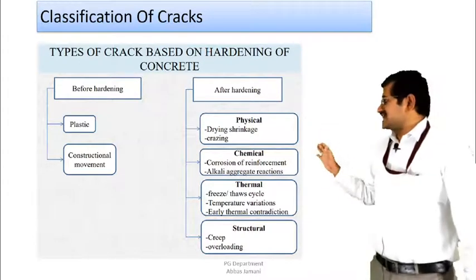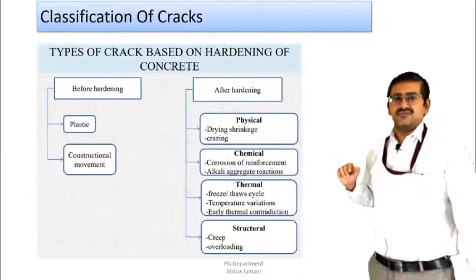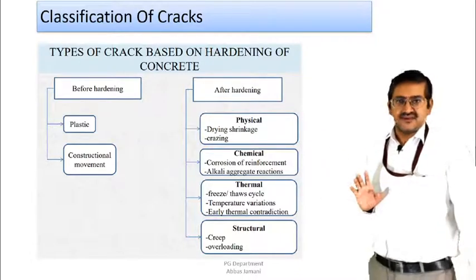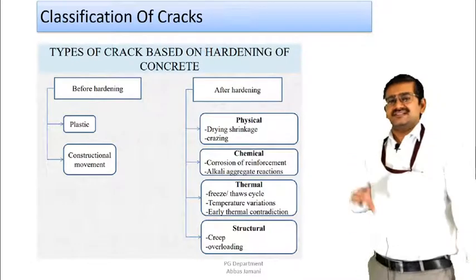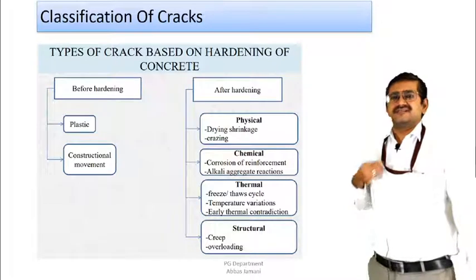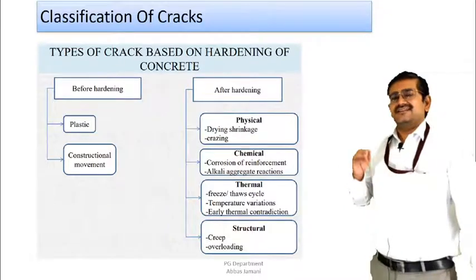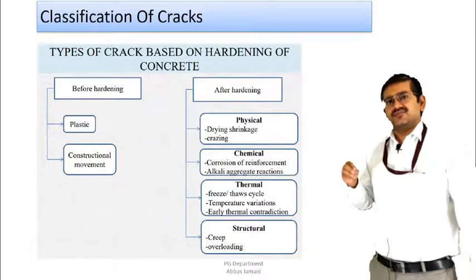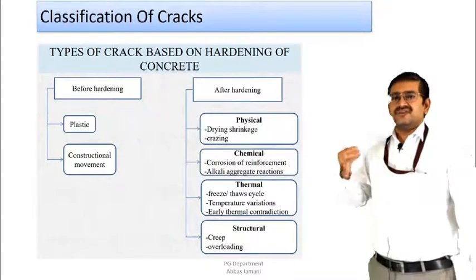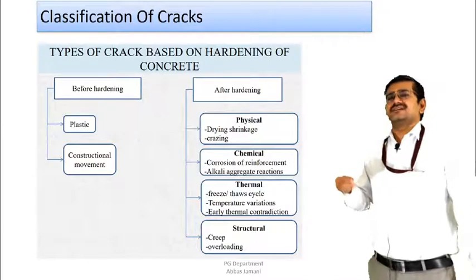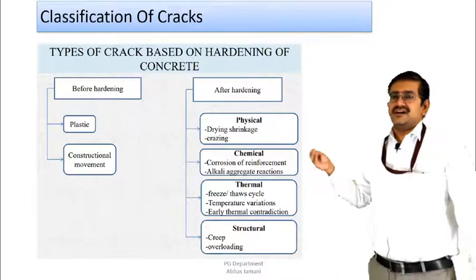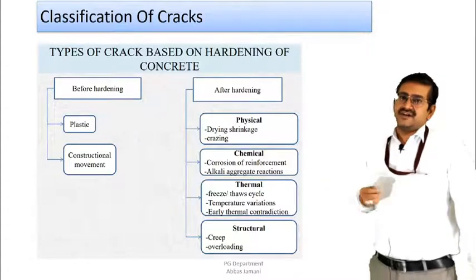In the before hardening stage, two categories are mentioned, where the first is the plastic stage and the second is the construction stage, right? Whenever the concrete is freshly placed, at that particular time some events may take place as a result of which surface cracks may appear, and at the same time construction movement is also taking place of the equipment, of the labor, of the materials, of the formwork, right? As a result of these construction movements also, some cracks may be induced at the very early stage of the casting, or the early stage of concreting itself.